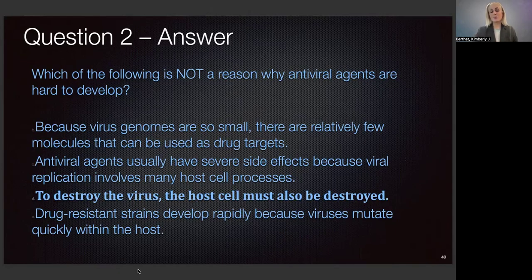Okay, then the last one here is drug-resistant strains develop rapidly because viruses mutate quickly within the host. Yeah, they mutate quickly because they have that small genome again, so they can actively bring in mutations and adapt to new environments. So just as we see antibiotic resistance, we will see antiviral resistance as well.